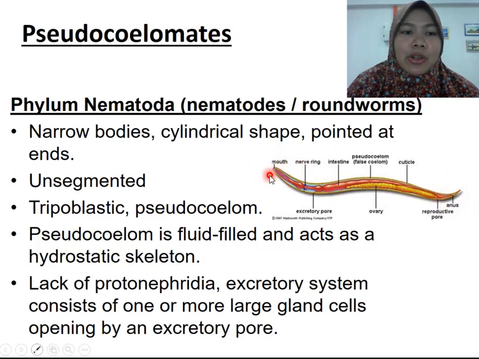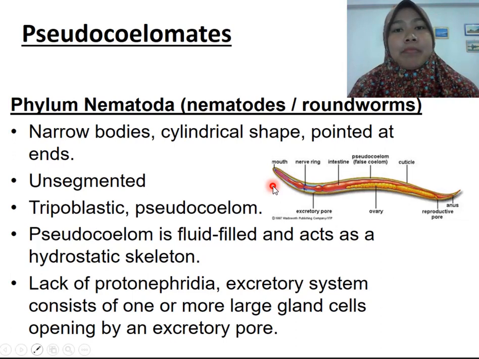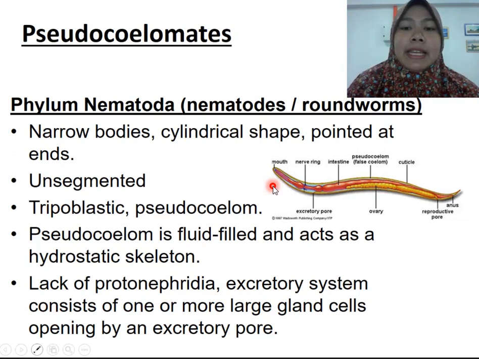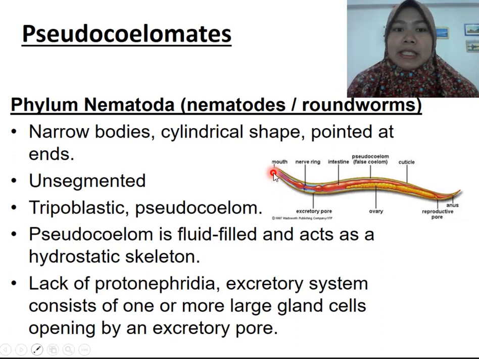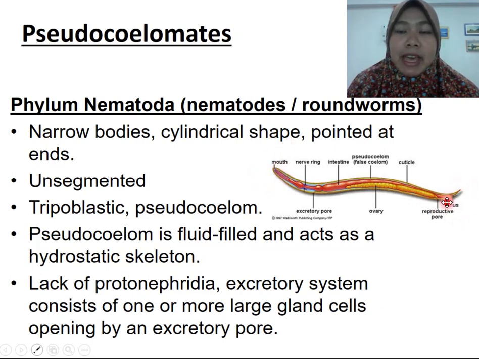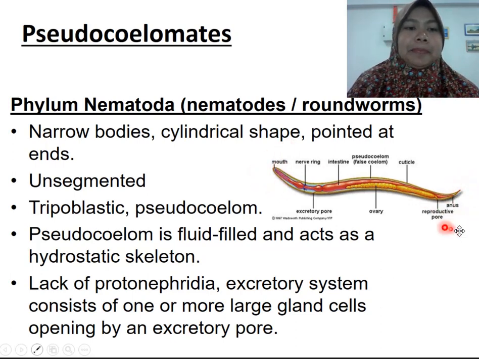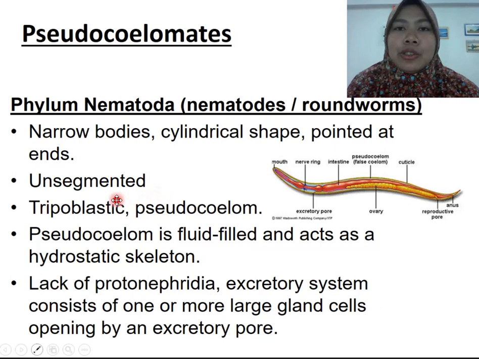You can see from this picture itself that it is more advanced compared to Platyhelminthes, where it shows 2 openings. They have a mouth and they have an anus. And the body still does not show segmentation, so it is unsegmented. They are triploblastic and show pseudocoelom. Remember, pseudocoelom or pseudocoelomate.